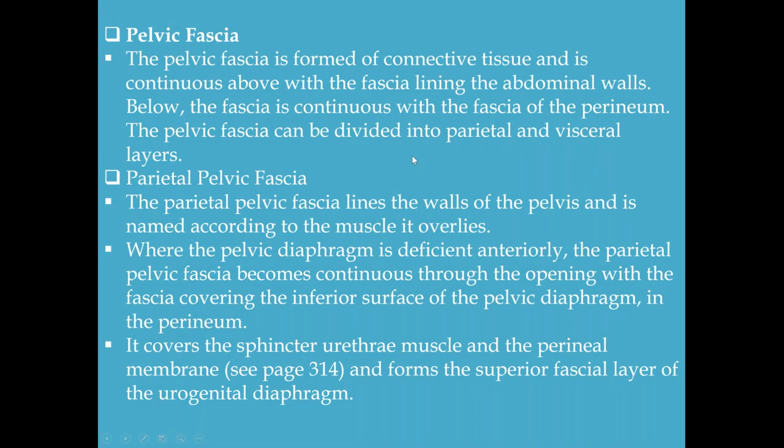What about the pelvic fascia? The pelvic fascia is formed of connective tissues and it is continuous above with the fascia lining the abdominal wall. Below, the fascia is continuous with the fascia of the perineum, and the pelvic fascia can be divided into parietal and visceral layers.